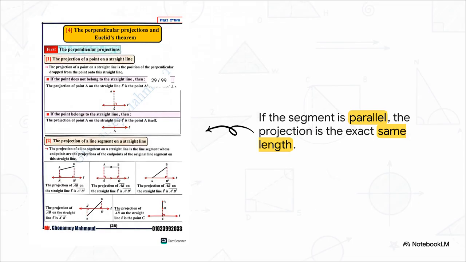And that brings us to our last case. What if the line segment is perfectly parallel to the line? Just floating flat right above it? Well, that's the one time its shadow, its projection, is the exact same length as the original. This is the only time the projection isn't shorter.